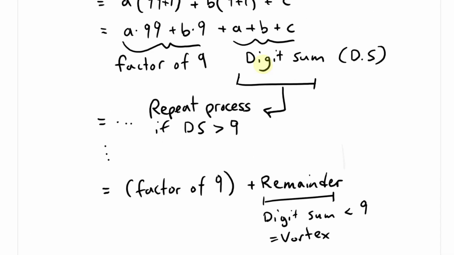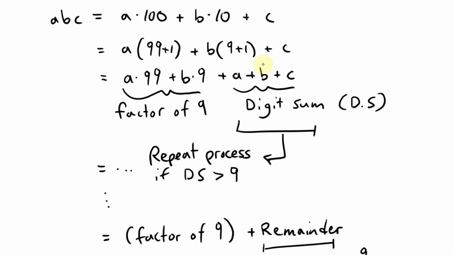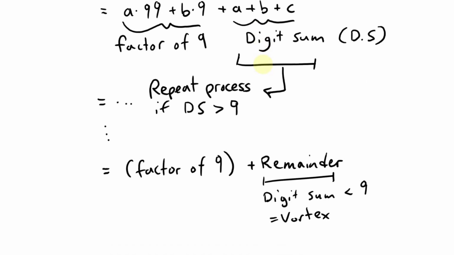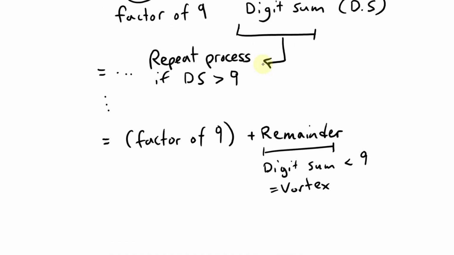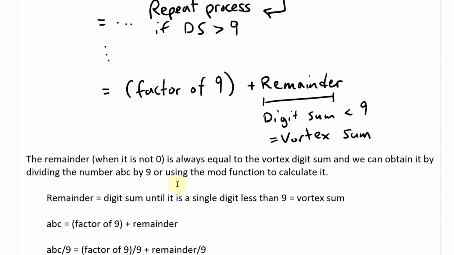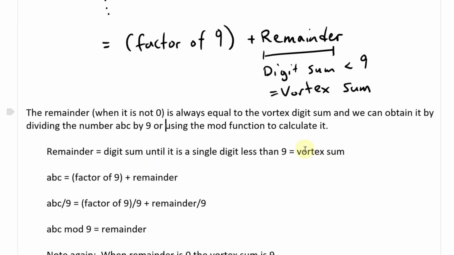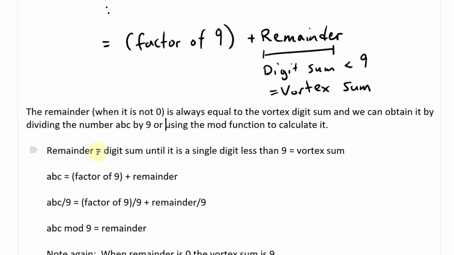Because we just continuously repeat the same digit sums, A plus B plus C, and so on, until we have a digit sum that's less than 9, which equals the vortex sum. So the remainder, when it is not equal to 0, is always equal to the vortex digit sum, and we can obtain it by dividing the number ABC by 9, or the base n minus 1, or using the mod function to calculate it, which is the number 9. So the remainder equals the digit sum until it is a single digit less than 9, which equals the vortex sum.